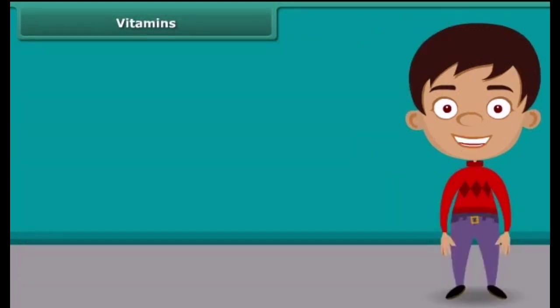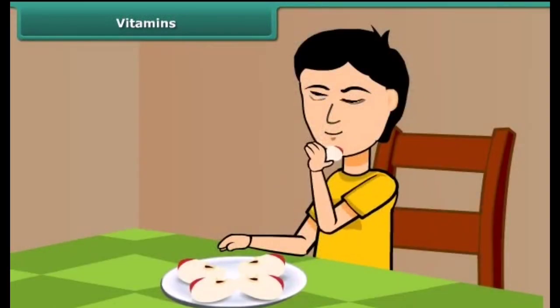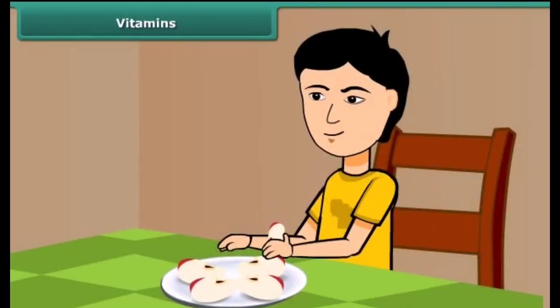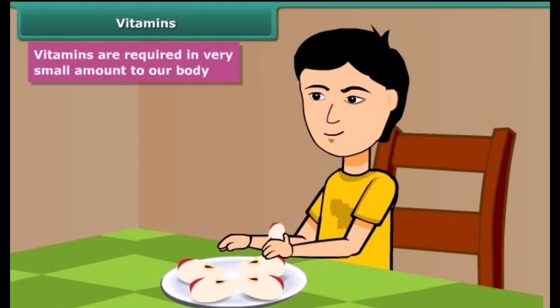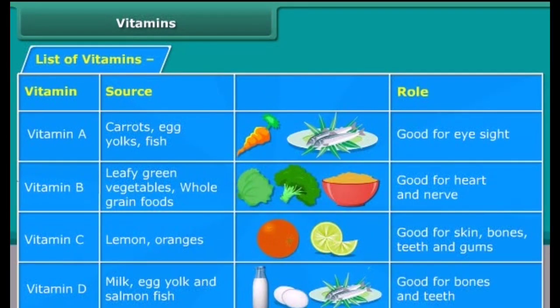Friends, when you get ill and go to the doctor, then he advises you to take some fruits with light food because many of our body processes require vitamins present in fruits and vegetables. They are required in very small amount. Here is a list of vitamins, their sources, and their roles.